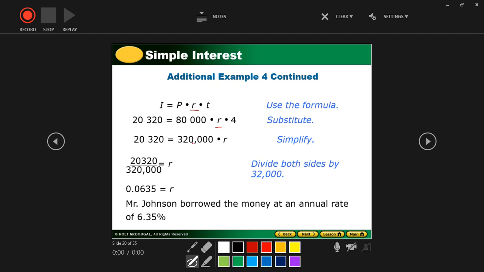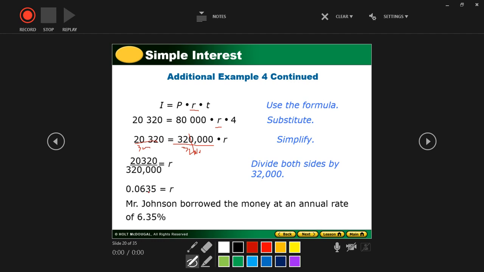Copy R. Now, we divide both sides by 320,000. Okay, so this is 320K, just to keep it short. So this is 1 times R. We're left with R, and 20,320 divided by 320,000 gives us 0.0635.